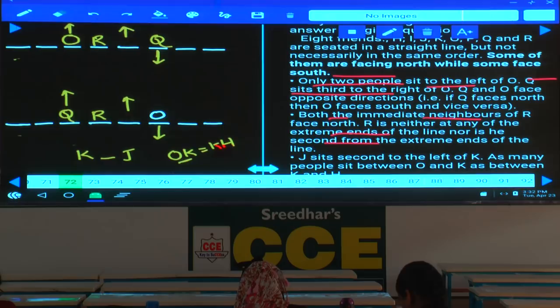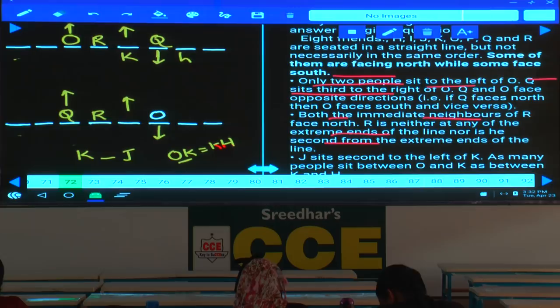Now, if O is here, in the first case, if K is here, the number of persons in between O and K is how many? One person. Hence, K and H will be here. Whether there is a possibility or not. O and K, K and H. This is one other possibility.